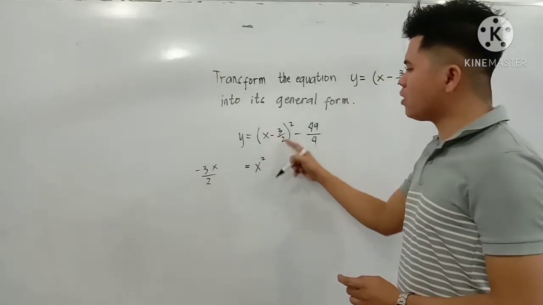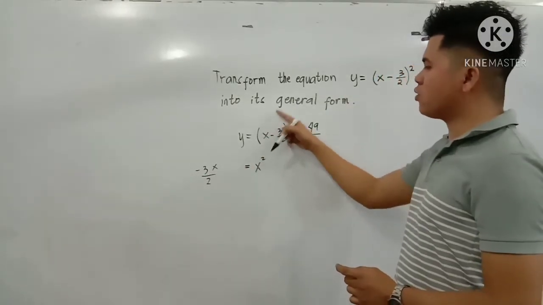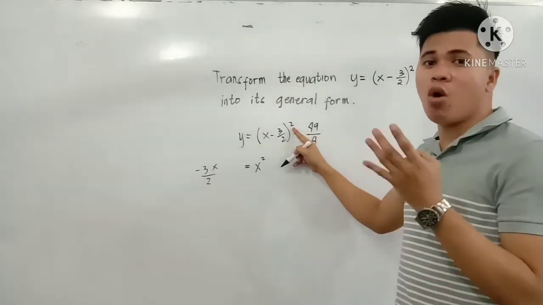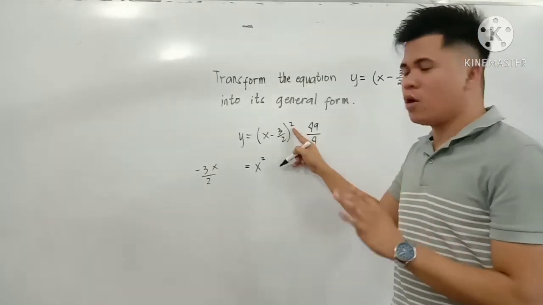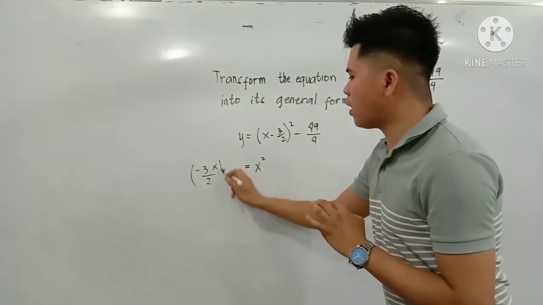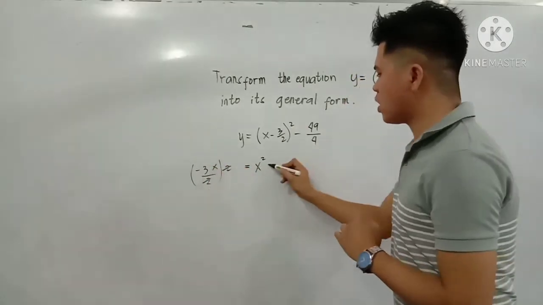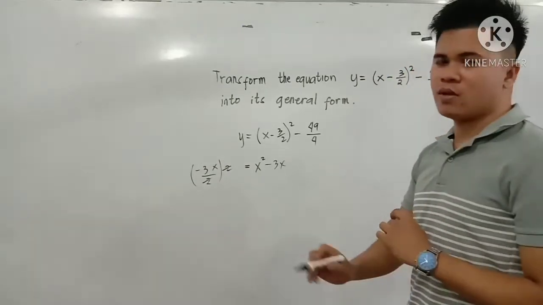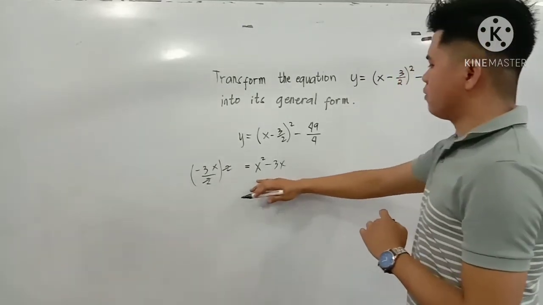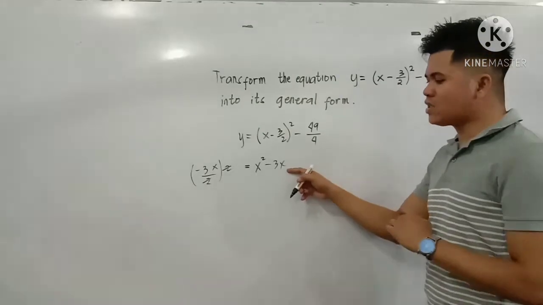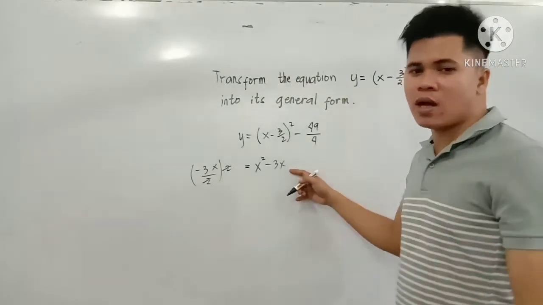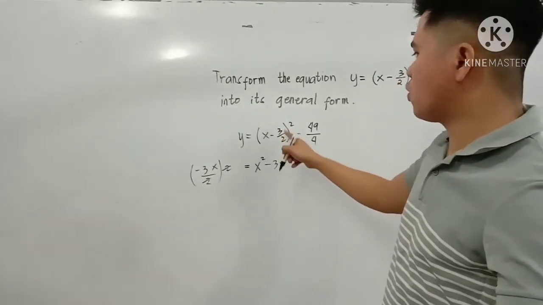Then, we multiply the product of this binomial to the exponent. Again, multiply, do not square. So, multiply this by 2. So, automatically cancel this one. The remaining is negative 3x. Okay? Then, for the last term of our perfect square trinomial, we have to square this one.